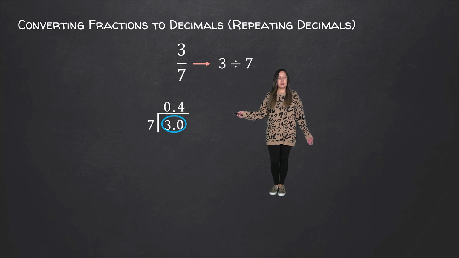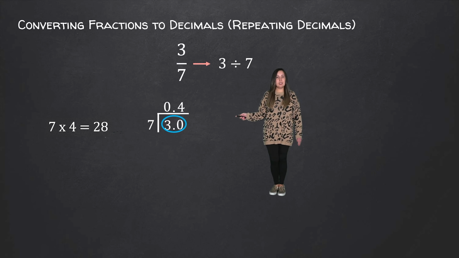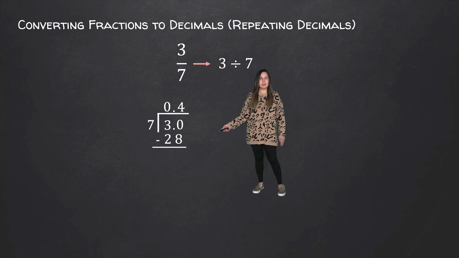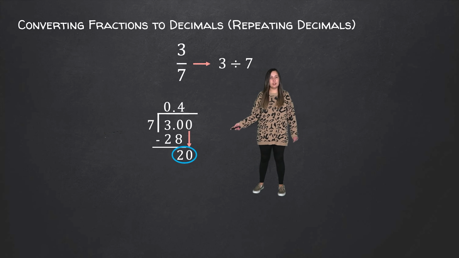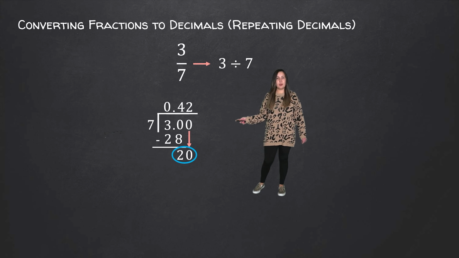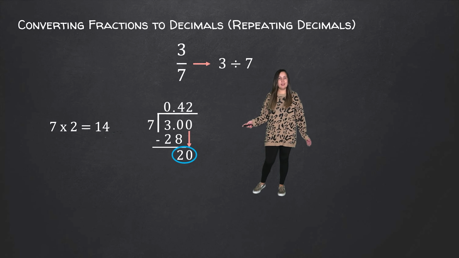Well, 7 goes into 30 4 times because 7 times 4 is equal to 28. So we add a 28 here, and then we subtract. And we get a remainder of 2. Then we add a 0 and then bring it down. Then we ask ourselves, how many times does 7 go into 20? 7 goes into 20 2 times, and that's because 7 times 2 is equal to 14. So we're going to subtract. 20 minus 14 is equal to 6.